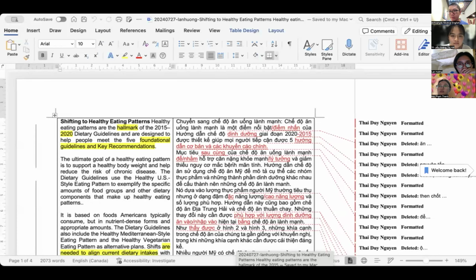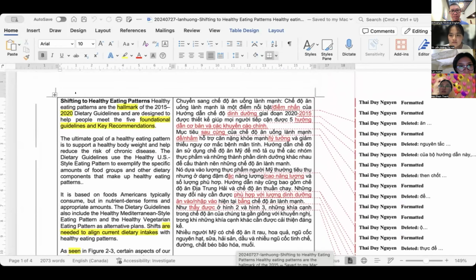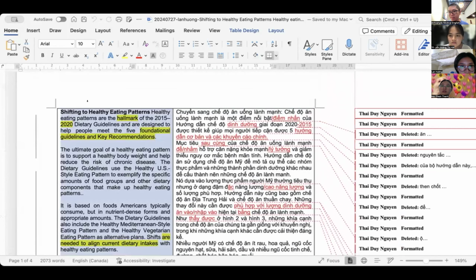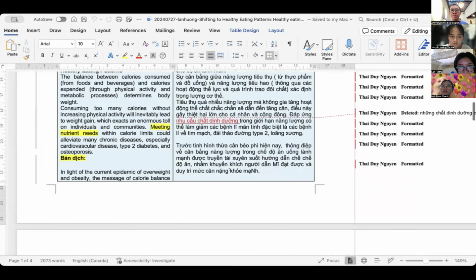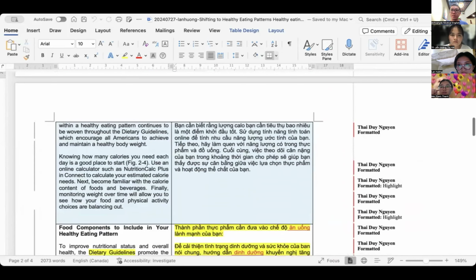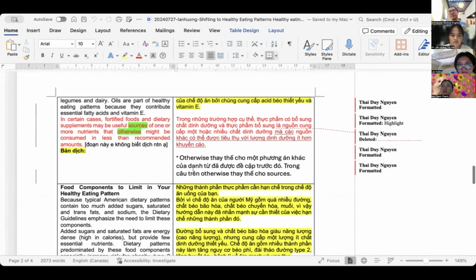Now, if you want to improve your translation skills, you need to create a table like this: one column in English, another column in Vietnamese. I will use track changes so you can see what I have read and corrected. So it's very easy for me and for you to understand how to improve the translating skills.